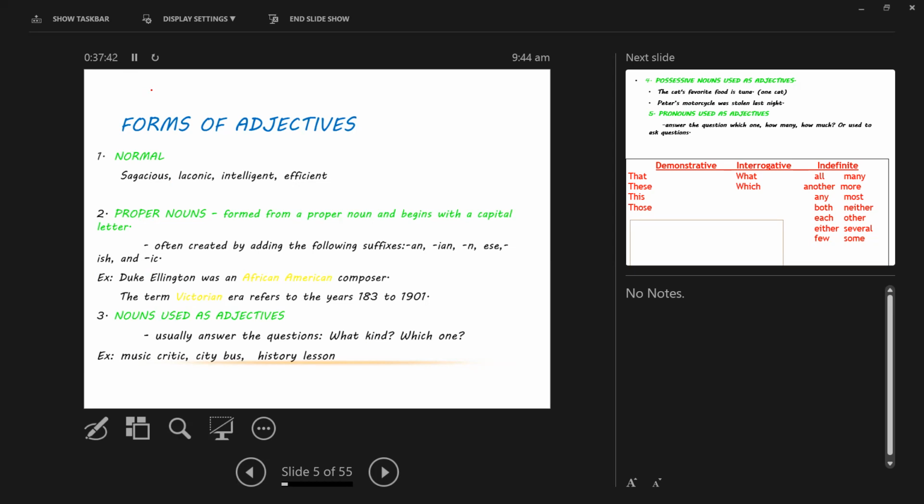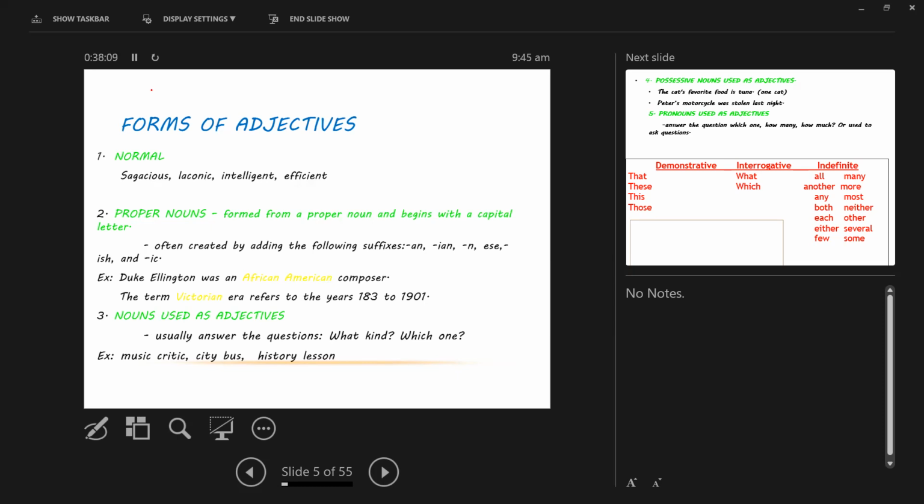So first we have normal. There's a reason why it's called normal. Because these are the most common. These are the most usual that you can encounter. And these are words such as intelligent, efficient, sagacious, laconic, all right? Or simple words, pretty, small, big.